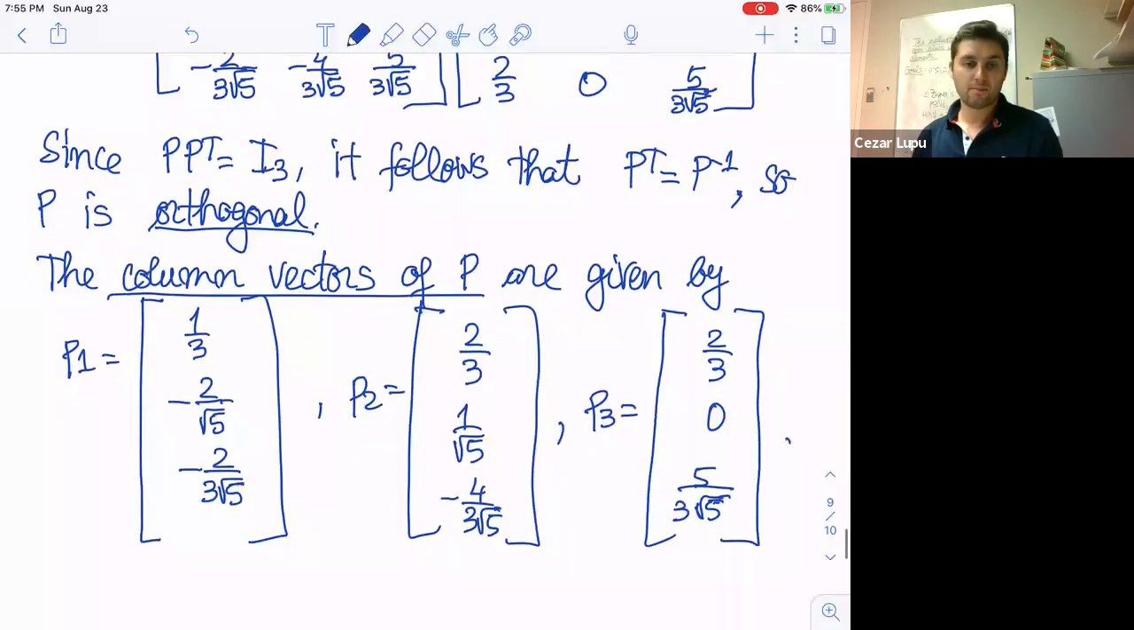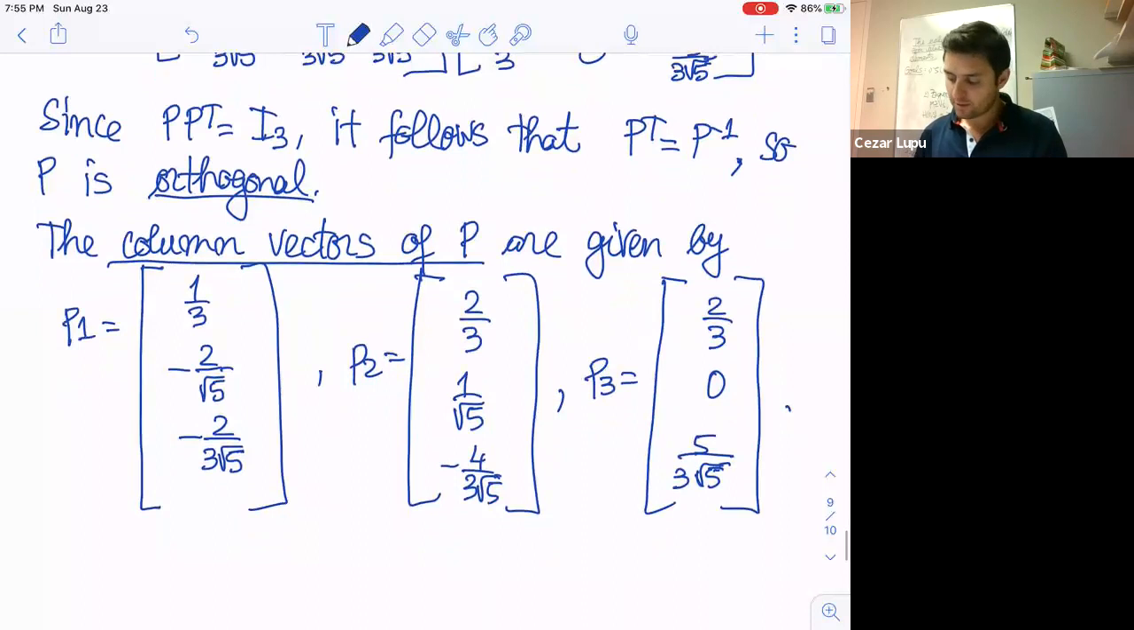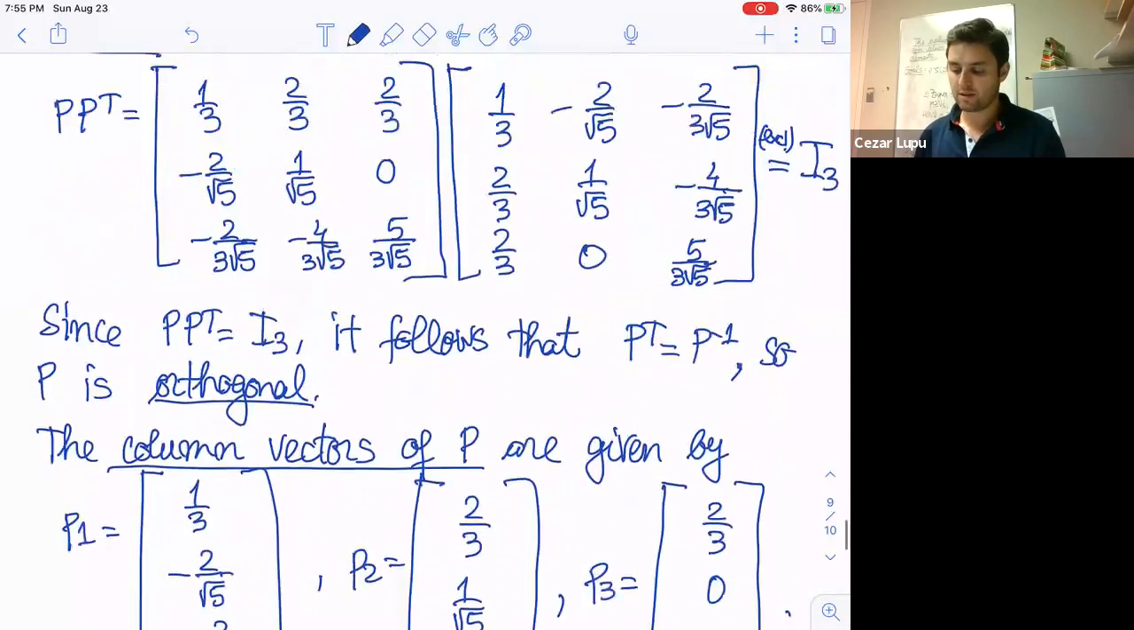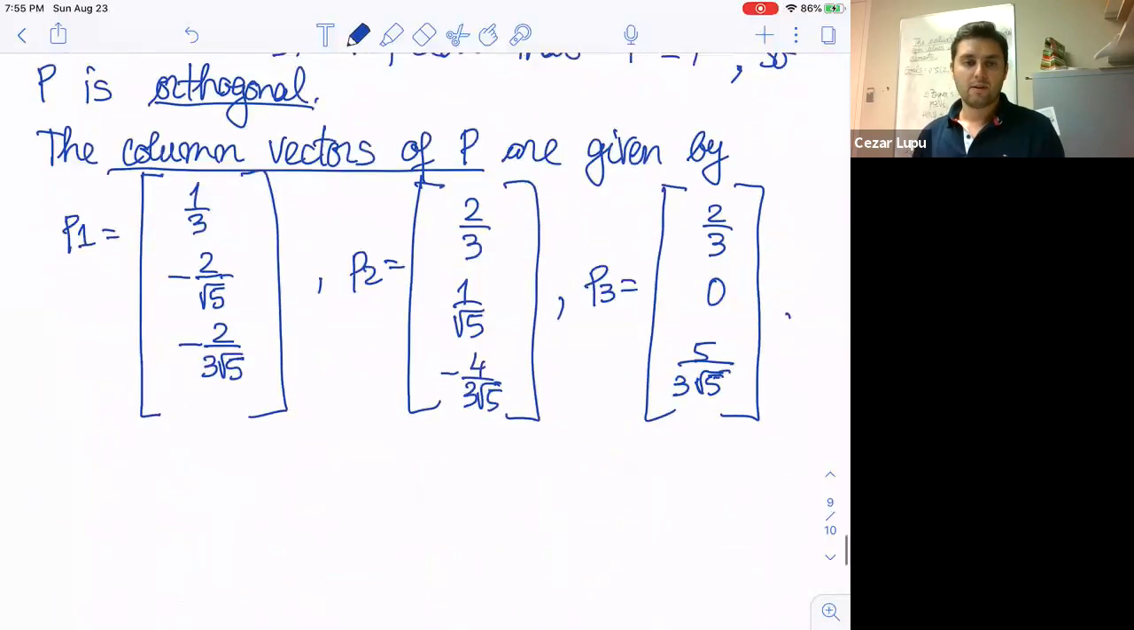And now, guess what? Let's look at the computation. We want to show that this is an orthonormal set. Well, we need to check two things. We need to show that these three vectors are mutually orthogonal, two by two, basically. And we need to show that they're unit vectors. So let's see that.